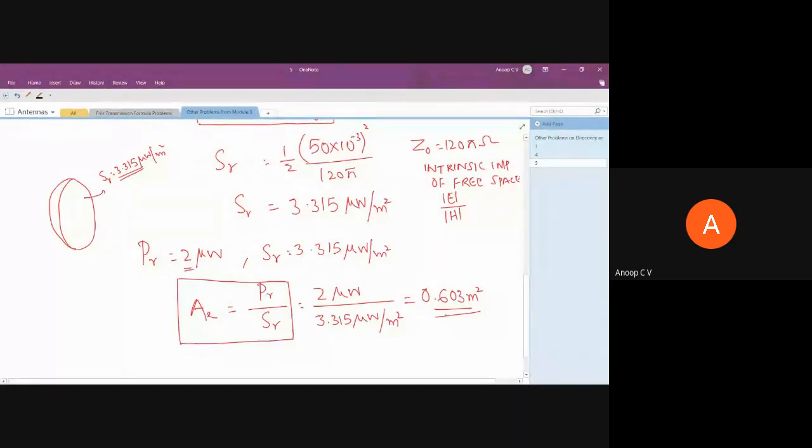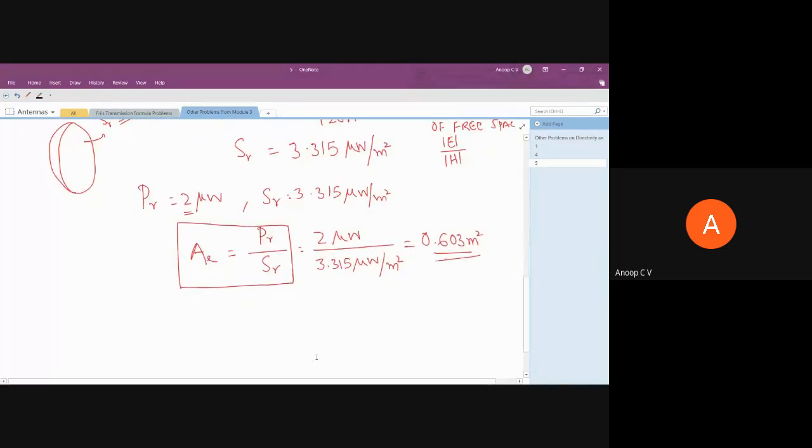Somewhere there is an antenna with some aperture. If the power density, the power distribution, is SR watts per meter square, the given antenna will receive some power PR. That PR is equal to SR into AE. Effective aperture is the ratio of the total power received to the power density at the antenna.